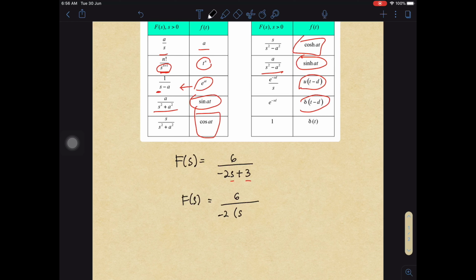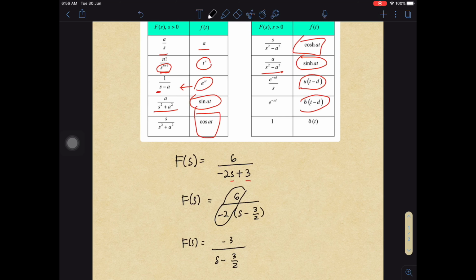Therefore you have s minus 3 over 2. Okay, because you factor out the negative 2, therefore here you have a negative sign. Now this one will become a constant, where 6 over negative 2 will give you negative 3. Therefore, you can write your F(s) as negative 3 over s minus 3 over 2.